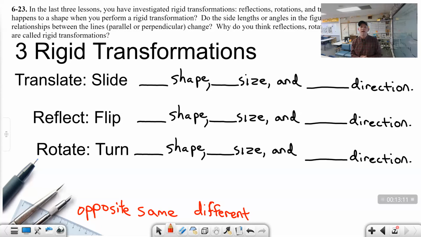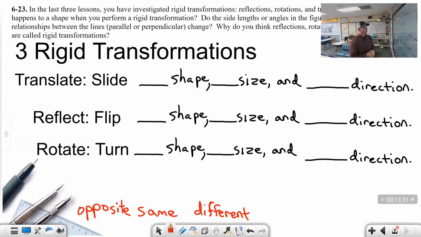So this is our final summary of our 3 rigid transformations. You have a lot of space to do some writing. Okay, if you would like to pause the video to write these blanks, feel free to pause now because I won't slow down. Pause the video now.